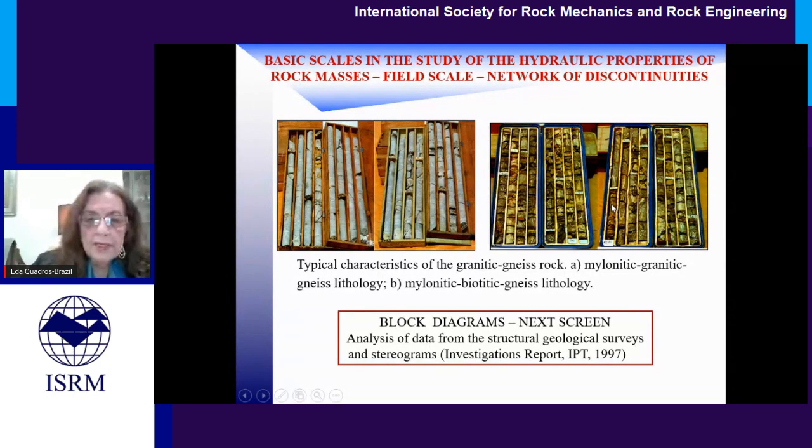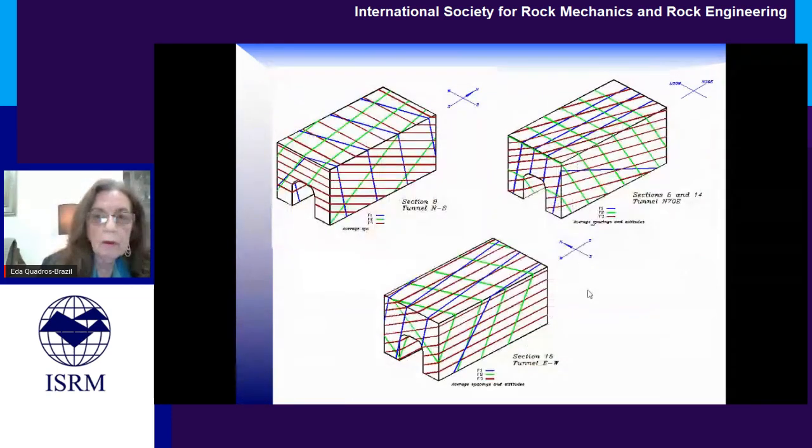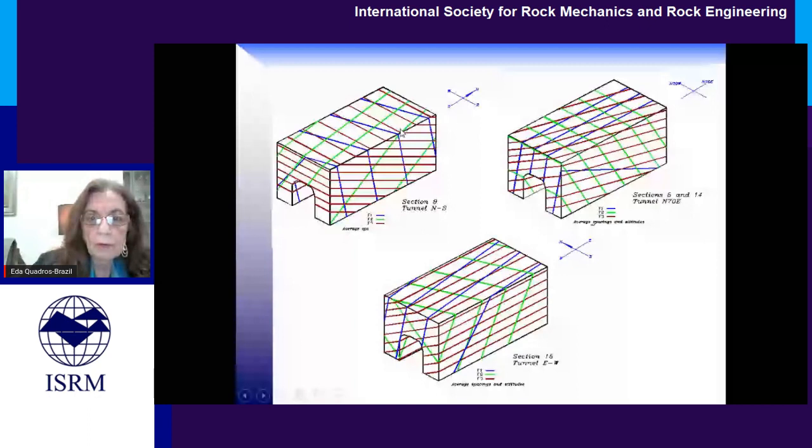And in the next screen, we see the block diagrams resulting from the analysis of the structural geologic survey performed at the site. Here, in the structural diagram, we can see the fractures in relation to the axis of the tunnel.